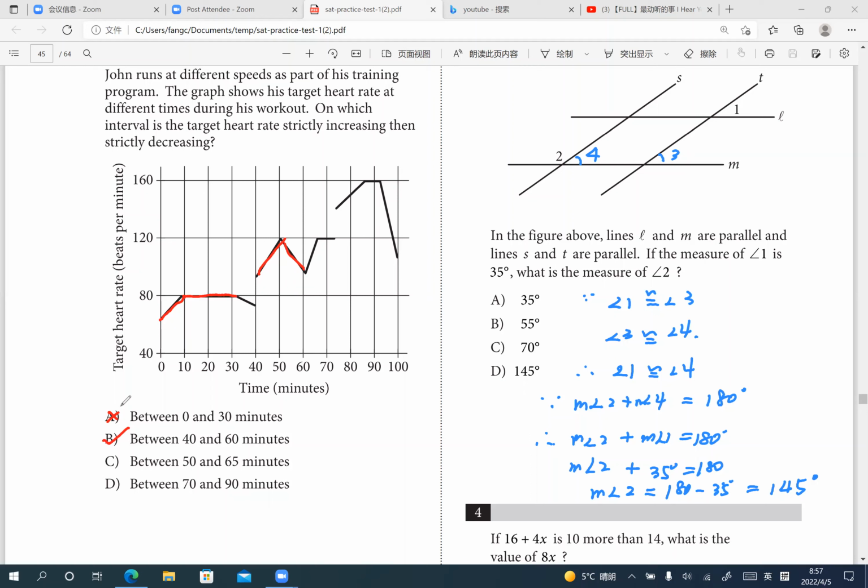Next question, question 3. In the figure above, lines L and M are parallel and the lines S and T are parallel. If the measure of angle 1 is 35 degrees, what is the measure of angle 2? Because line L is parallel to line M, so angle 1 and angle 3, they are congruent angles. So angle 1 is congruent to angle 3. And because S is parallel to T, therefore angle 4 and angle 3, they are congruent angles. So angle 3 is congruent to angle 4. Therefore, angle 4 is congruent to angle 1.